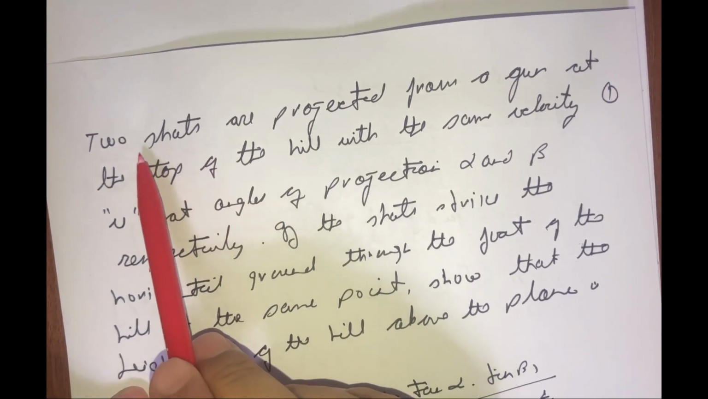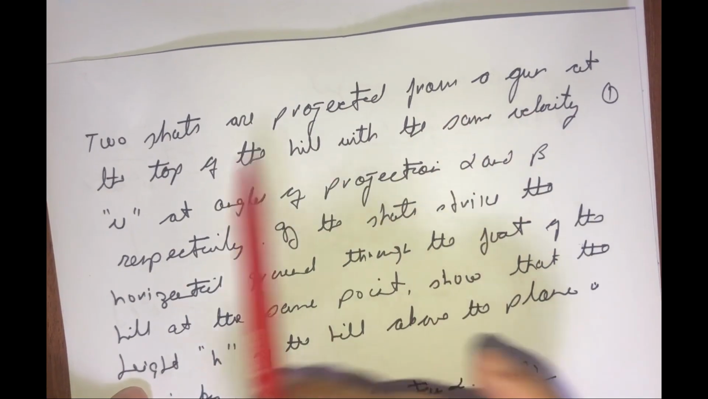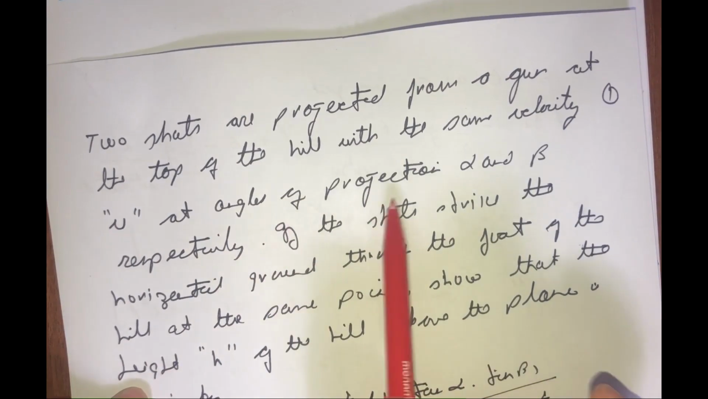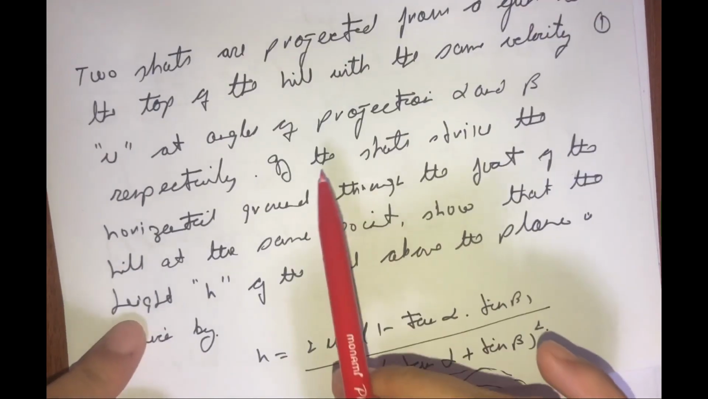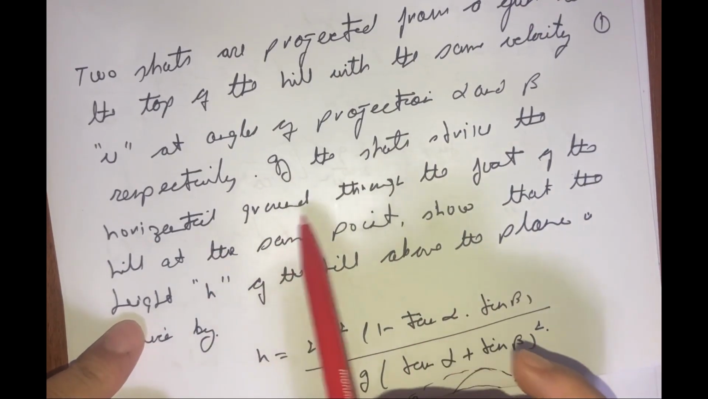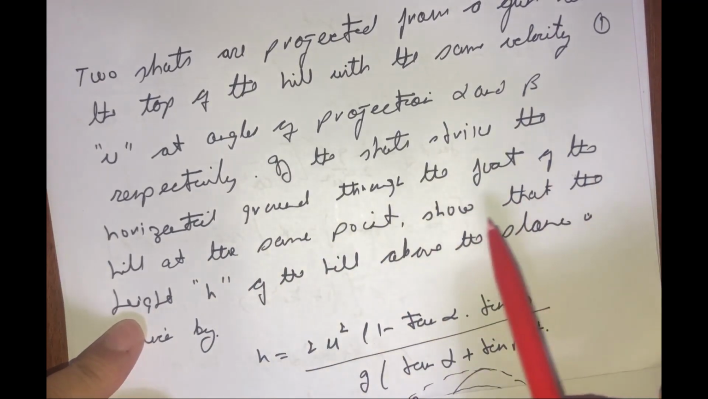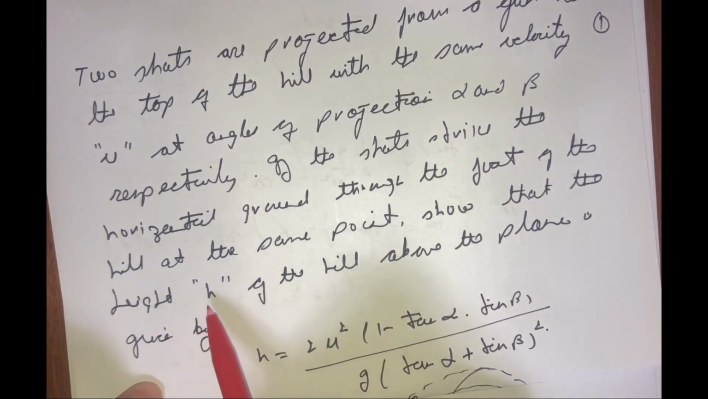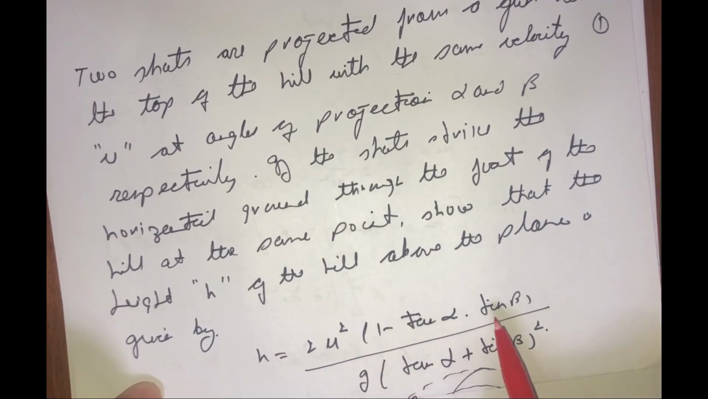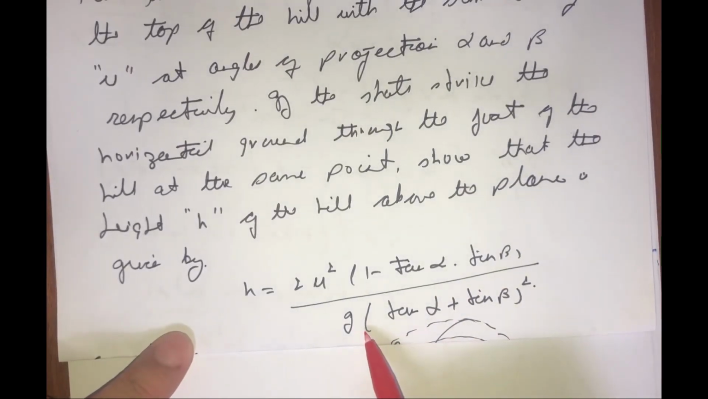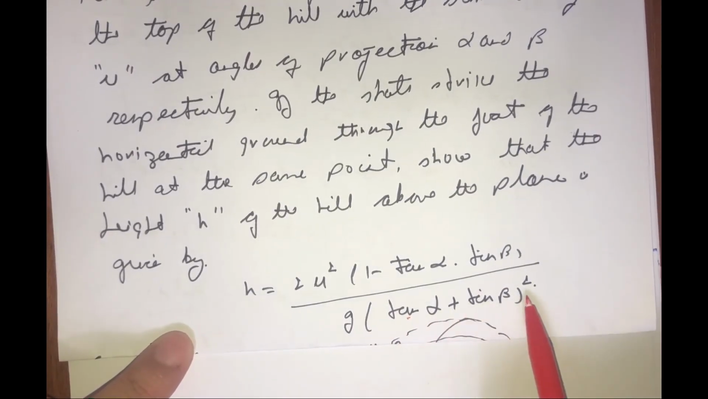The question is: two shots are projected from a gun at the top of a hill with the same velocity u at angles of projection alpha and beta respectively. If the shots strike the horizontal ground through the foot of the hill at the same point, show that the height h of the hill above the plane is given by h equals 2u square multiplied by 1 minus tan alpha tan beta divided by g multiplied by tan alpha plus tan beta whole square.